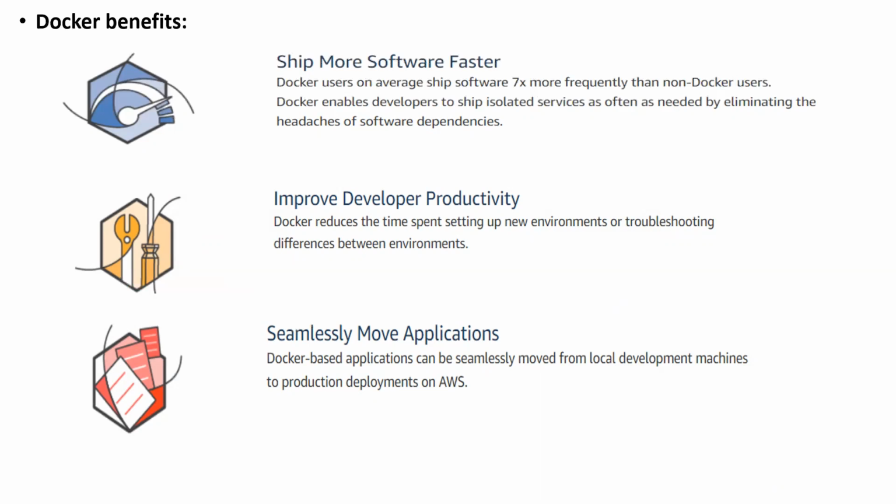And coming to the third benefit, seamlessly move applications. Docker-based applications can be seamlessly moved from local development machines to production deployments on AWS servers. Of course, this is a very basic benefit of the Docker container. We can easily move the environment from one server to another, like local to AWS. Also, we can easily move these things into AWS. So that is another benefit.